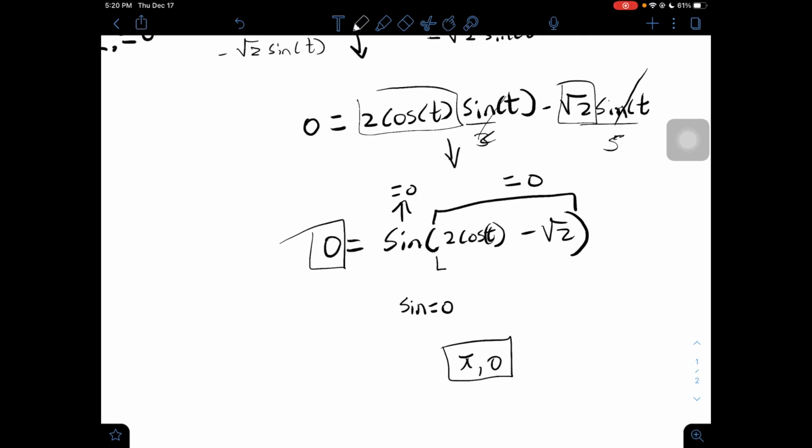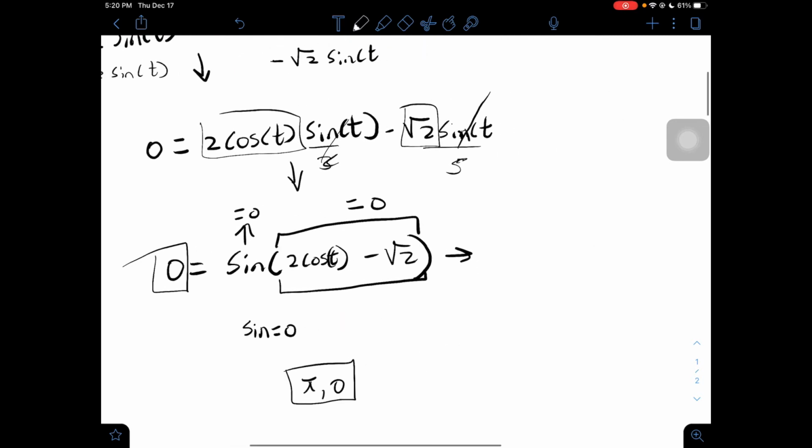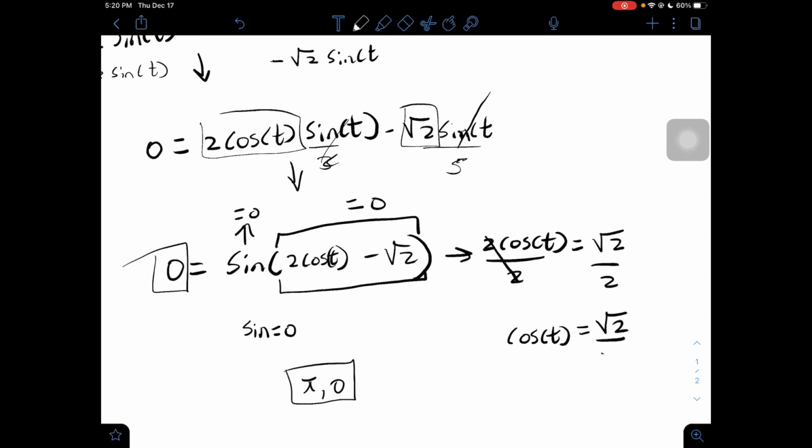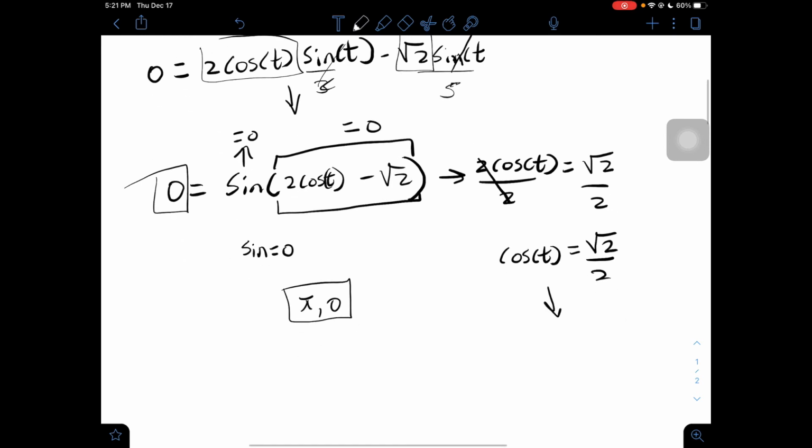Now we have to set our parentheses equal to 0. So this leaves us with 2 cosine of t equals the square root of 2. If we divide both sides by 2, we are left with cosine of t equals the square root of 2 over 2. Now we look at the unit circle and look for when cosine is the square root of 2 over 2.